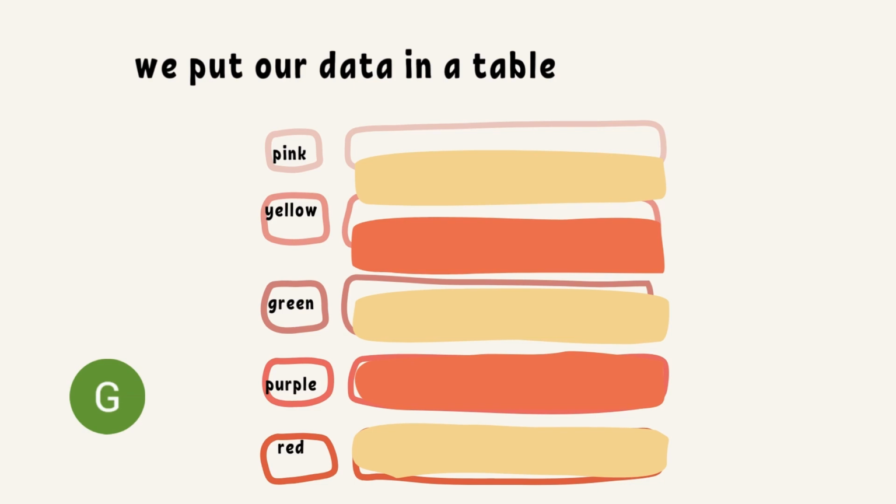Alright, let's start. And the first jelly bean is pink. Now, who can tell me where the mark needs to go? You're right, in the pink row. Good job, everyone.